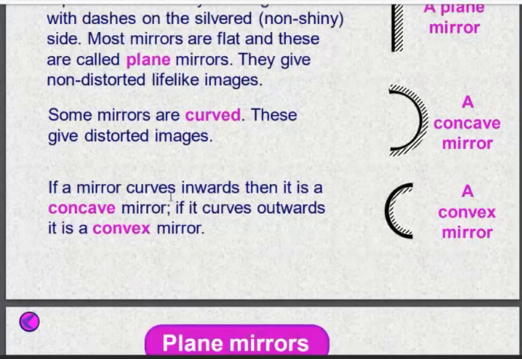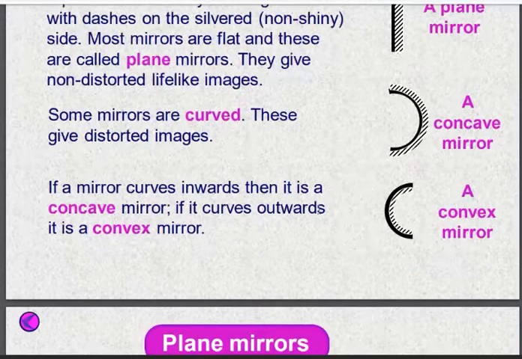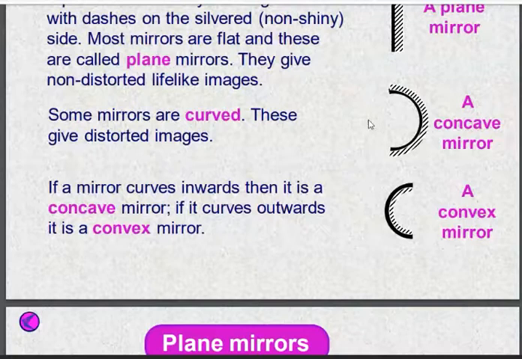Now if a mirror curves inwards, then it is called a concave mirror. This mirror curves inwards. You see here, its reflecting surface is inwards. Its center could be somewhere here. So this is called a concave mirror. But if it curves outwards, it is called a convex mirror, and you see here it is silvered from inside and its center could be somewhere here, but its reflecting surface is outside. So this is called a convex mirror.